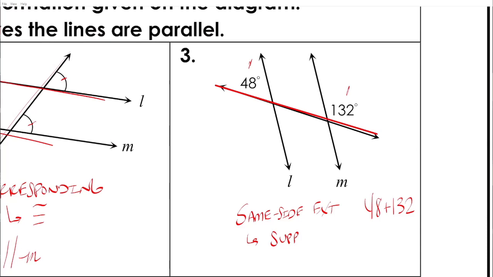Let's use our calculator to make sure. Sure enough, adds up to be 180 degrees. Two lines that add to be 180 are considered supplementary. So again, L is parallel to M.